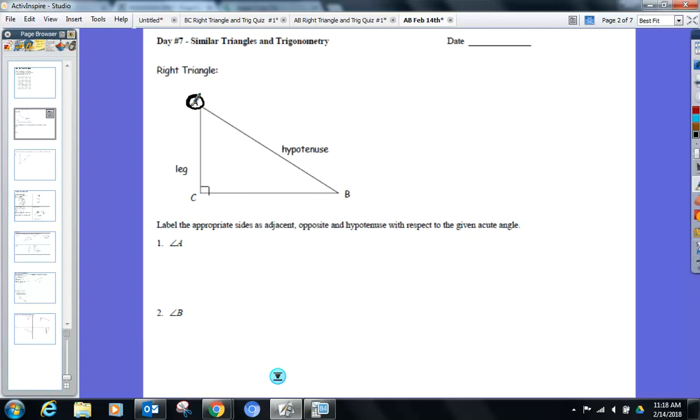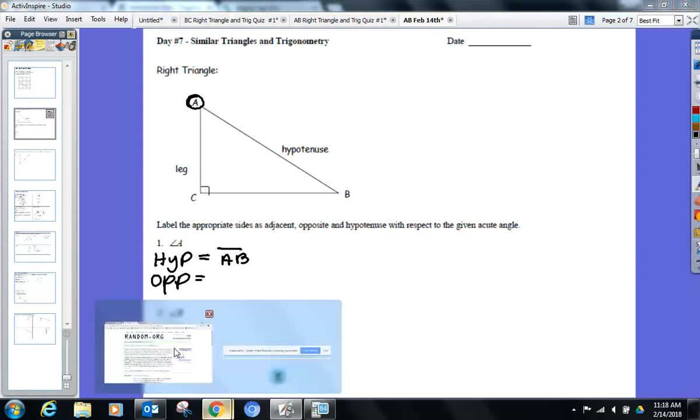All right. What side is opposite angle A? What side is adjacent next to angle A that's not the hypotenuse? All right. So we already know the hypotenuse. That shouldn't be an issue. That's AB. How about the side opposite angle A? Name that side that's opposite angle A.